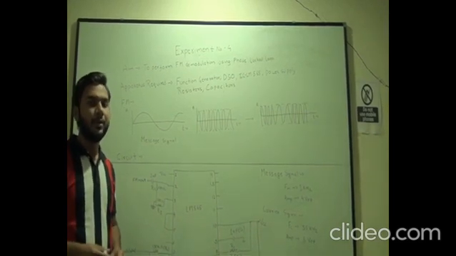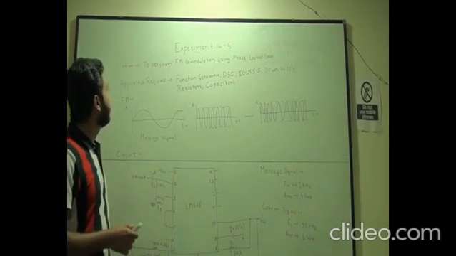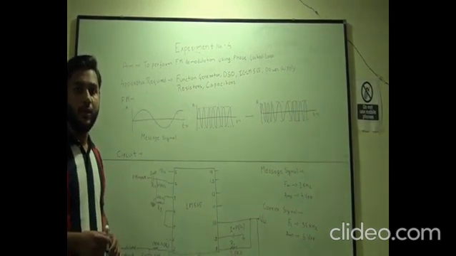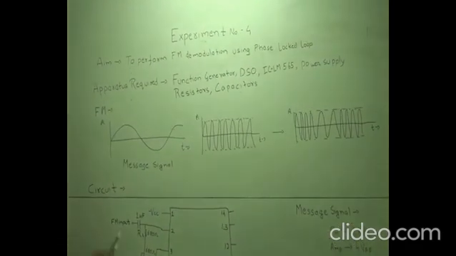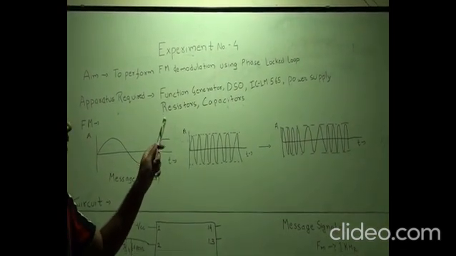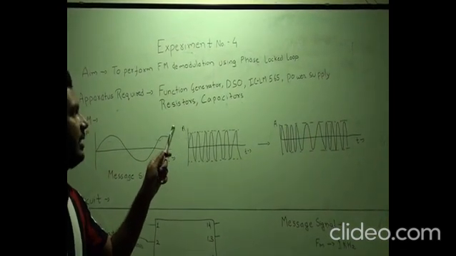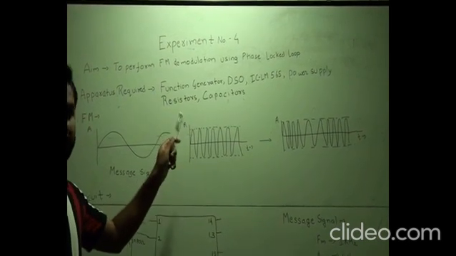Hello, welcome everyone. So today we will perform experiment number 4. The aim of this experiment is to perform FM demodulation using phase lock loop. For this experiment, the apparatus required are function generator, DSO. We will be needing an IC, that is LM565, power supply, some resistances and capacitors.